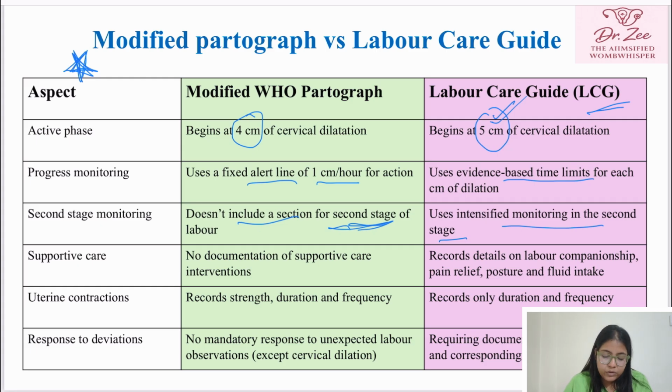LCG. Also in the partograph there is no supportive care, but it's there in the LCG. For uterine contractions, in both places there is a place for uterine contractions, but you will see afterwards that in the partograph we can record the strength like this. If it is mild, we record like this. If it is moderate, we do like this. If it is a good contraction, we just put the block as solid. But it's not like that in the LCG. There is no provision for strength of contraction, only duration and frequency.